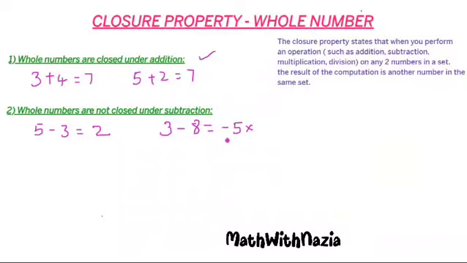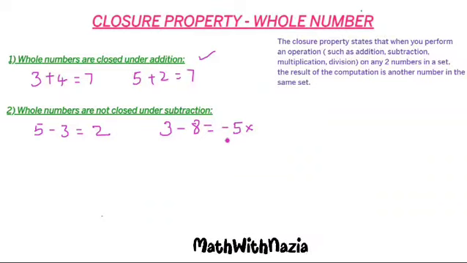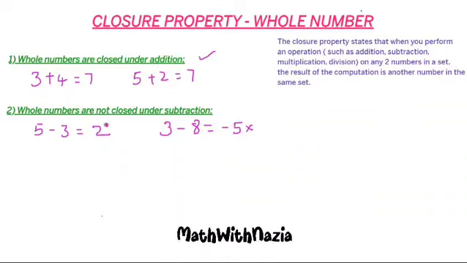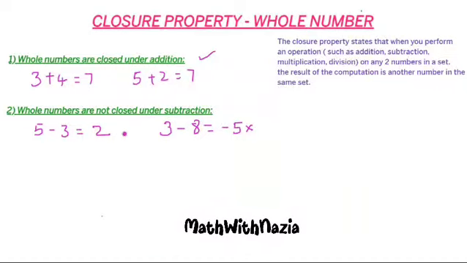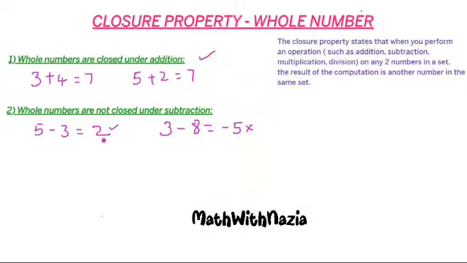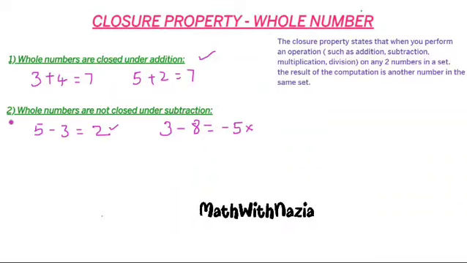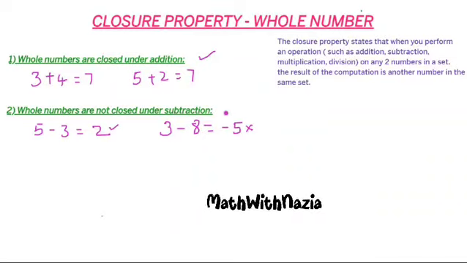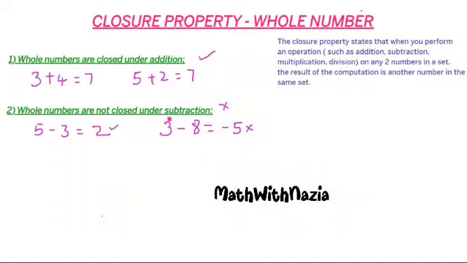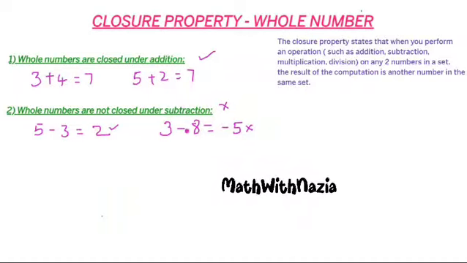Usually when you see a property, it has to be universal, for every whole number. But in this case, you have got the answer in the negative. Negative numbers are called integers, so it is not a whole number. So it is not closed under subtraction. Clear? For a few numbers it works, but for a few numbers it isn't working. So whole numbers are not closed under subtraction.